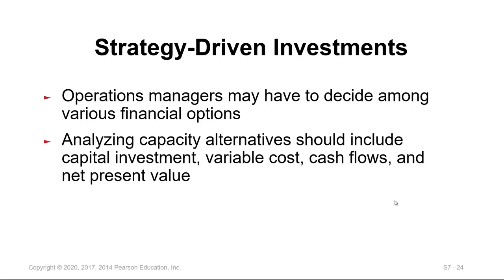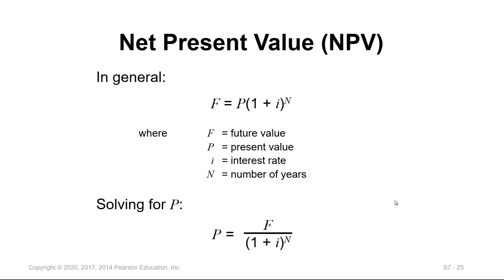Operations managers may have to deal with expansion as an investment and should consider it within other financial options. At that point, analyzing capacity alternatives should include capital investment, variable costs, cash flows, and net present value. The net present value will allow considering the time value of money and the interest rate applied to the capacity expansion decision. We can bring all future values to the present and compare the net present value for all available options, then decide on an alternative solution.